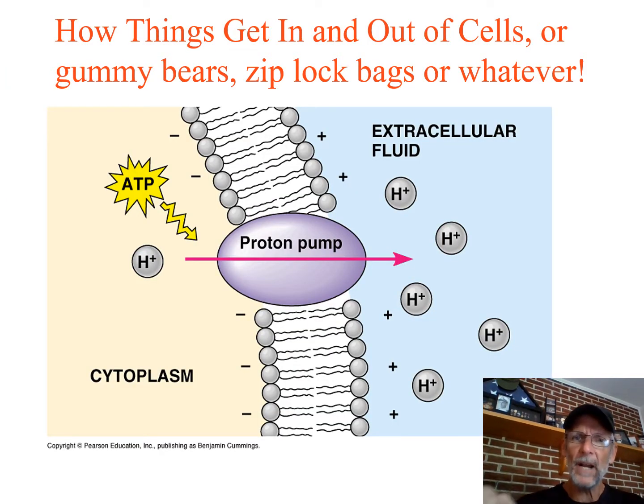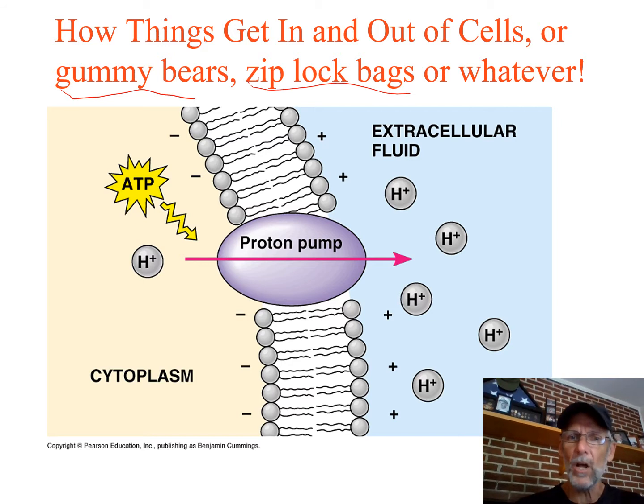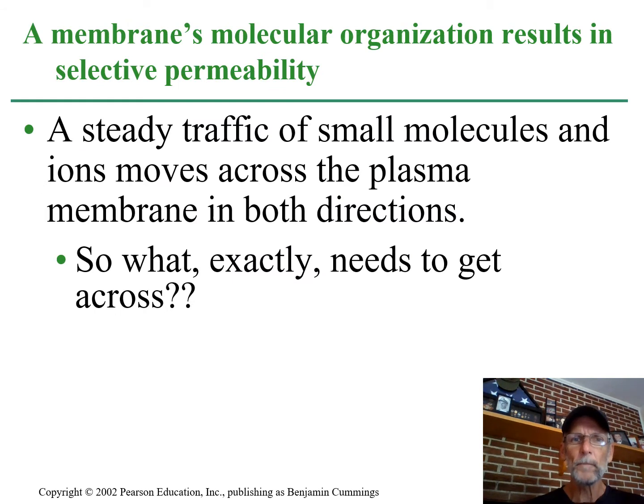So this is about how things get in and out of cells. In class we might do a lab or two, hopefully, where we use some kind of models of cells, like gummy bears. Ziploc bags can be used as a model of cells because things can go in and out of both of those, right? So we'll get back to a diagram like this real fast. Slides.